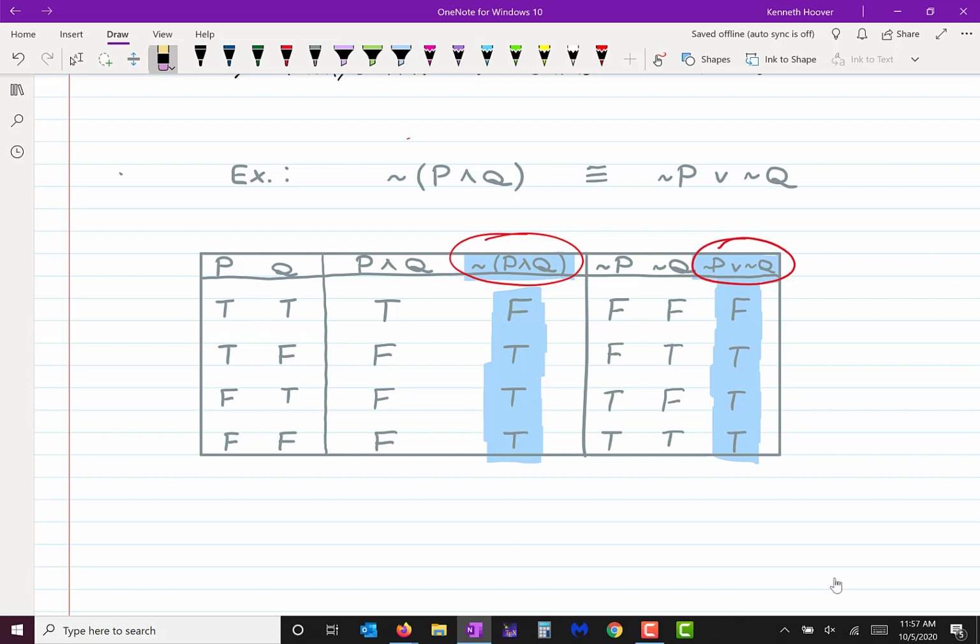Okay? Let's do another one that's very, very similar. I'll use the same table. I'll just empty it out here.